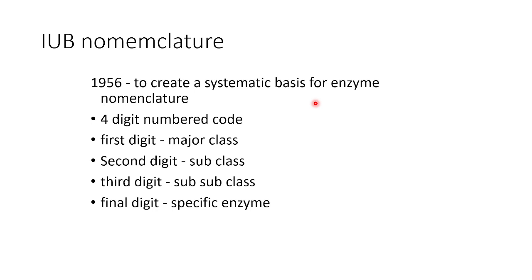So the IUB nomenclature of enzymes was developed in 1956 to create a systematic basis for enzyme nomenclature. This was a 4-digit number code where the first digit was the major class, the second digit was the subclass, the third digit was the sub-subclass, and the final digit was the specific enzyme type. On the basis of this numbering process, the enzymes could be classified.